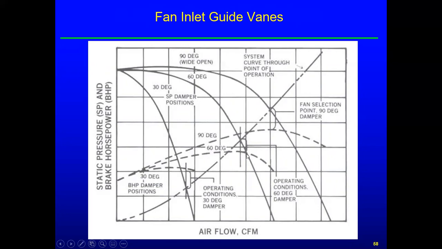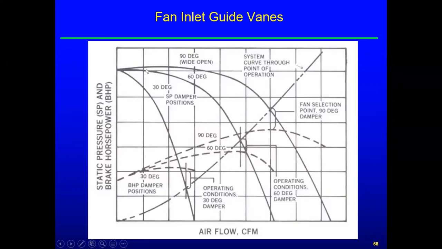So this is our system curve. And we don't have any dampers or anything, so the system curve is not going to change. So this would be our fan selection point. And this brake horsepower curve goes with a 90-degree damper position. We get a different brake horsepower curve for every damper position.